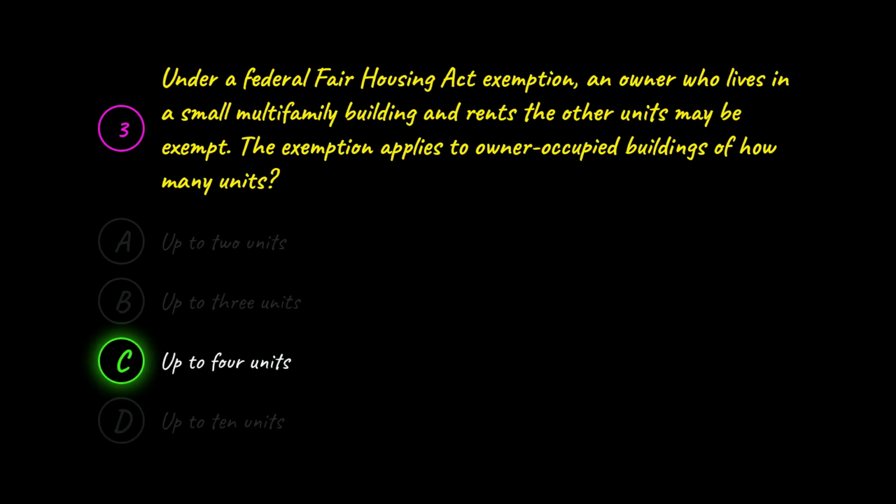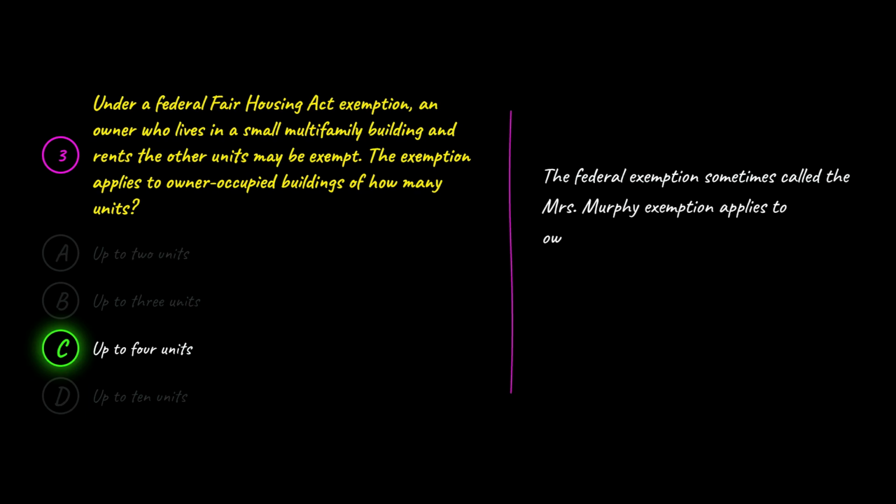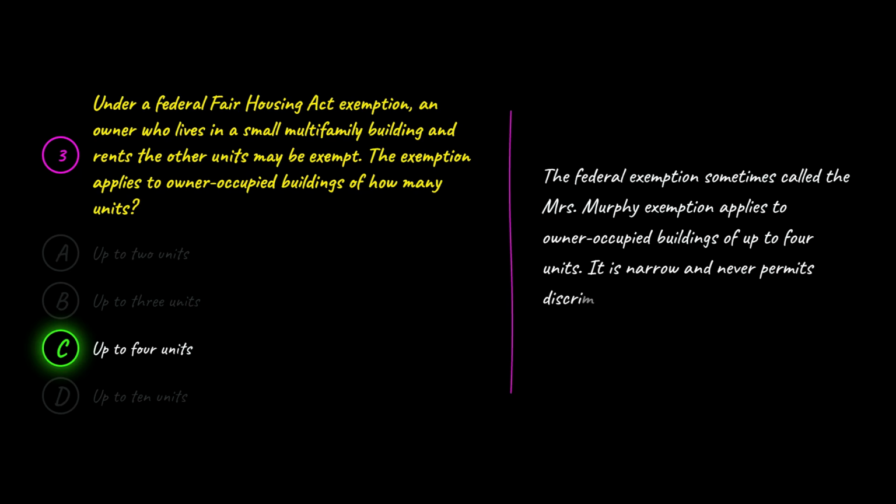The correct answer is C. Up to 4 units. C is correct because the federal exemption, sometimes called the Mrs. Murphy exemption, applies to owner-occupied buildings of up to 4 units. It is narrow and never permits discriminatory advertising or the use of a broker to discriminate.